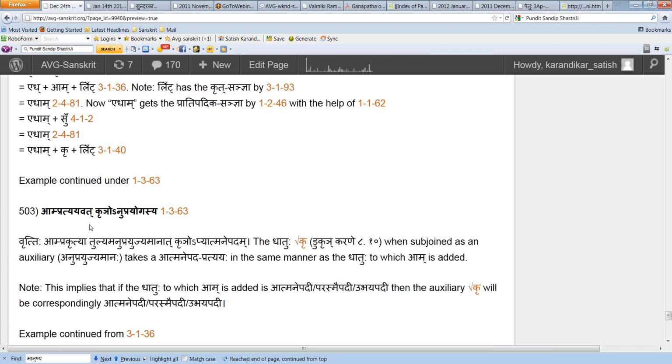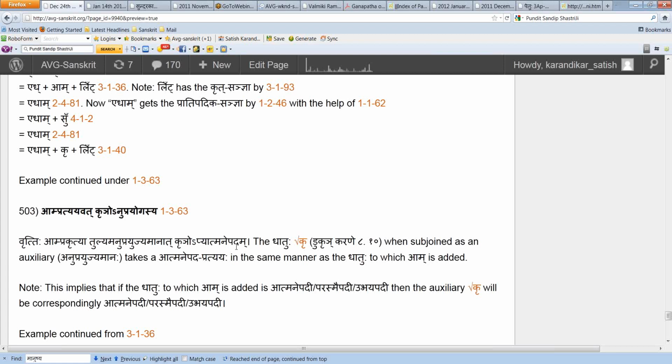So the dhatu to which am was added, whatever padam it has, atmanepadam, parasmanepadam, or ubhayapadi, the same will apply to the kru dhatu in anuprayoga. One more time, we'll do this in the class next time again: am prakritya tulyam anuprayujyamanat kriyo api atmanepadam, which means that when you use the dhatu kru in anuprayoga, it will take the same padam, atmanepadam or parasmanepadam or ubhayapadi, depending on whatever the dhatu was to which the am was added. Okay, now see if you can follow this logic.